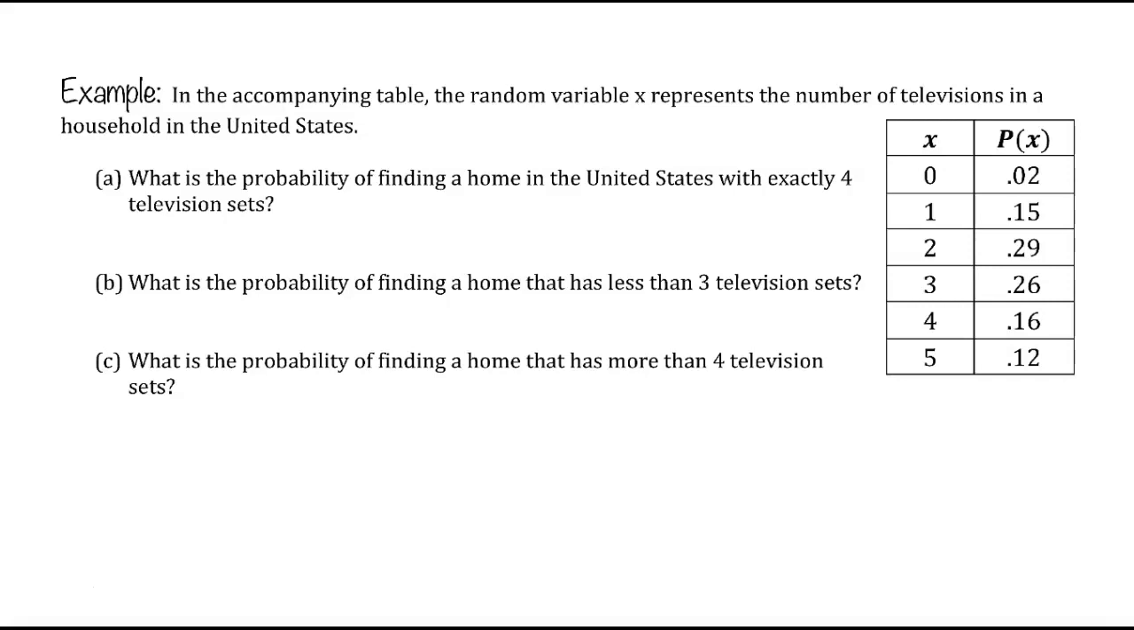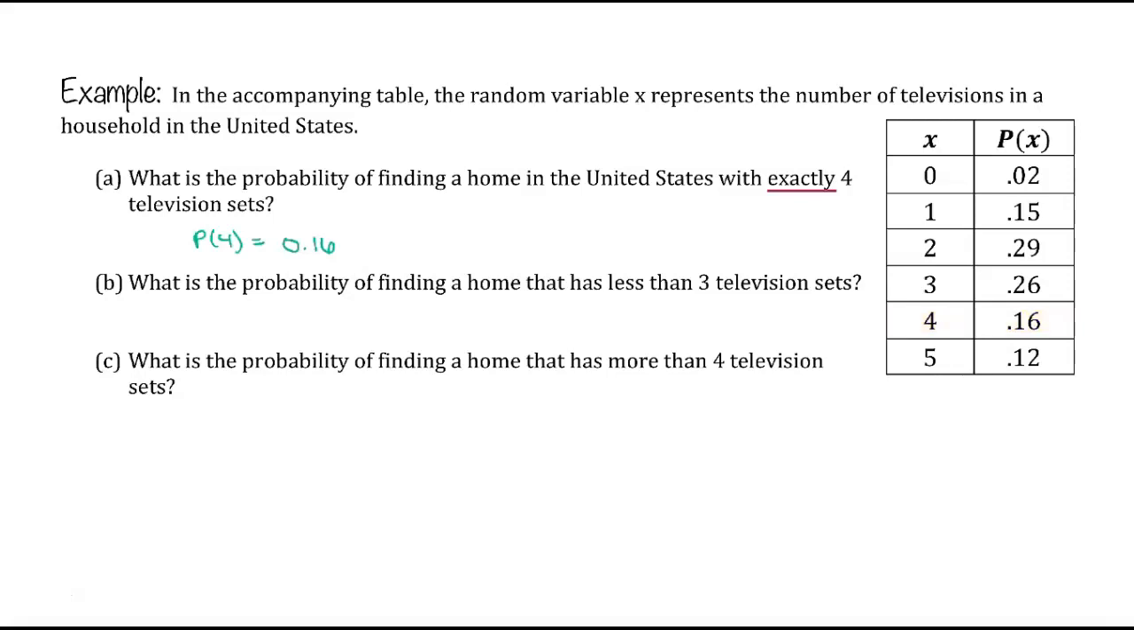It's important to notice the word exactly, because that's exactly what P of 4 means. It's the probability of having exactly 4 televisions, not at least 4 or 4 or more. Looking at our probability distribution, we can see that P of 4 is equal to 0.16. So there's a 16% chance that a randomly selected home would have exactly 4 television sets.